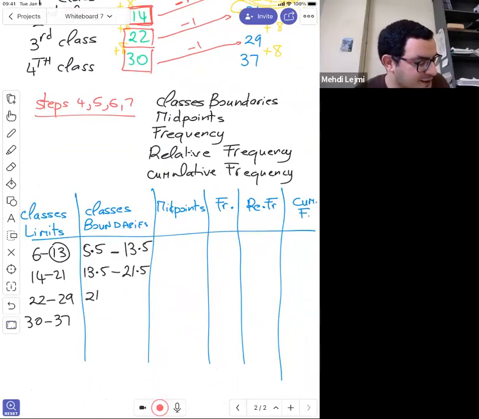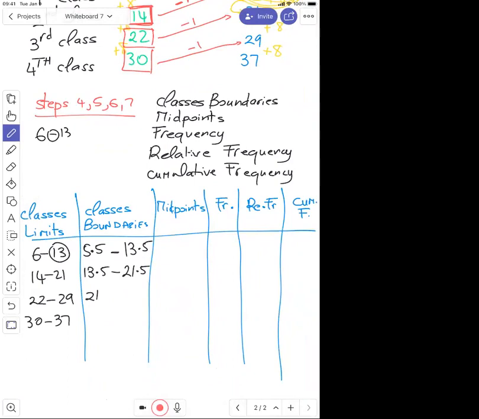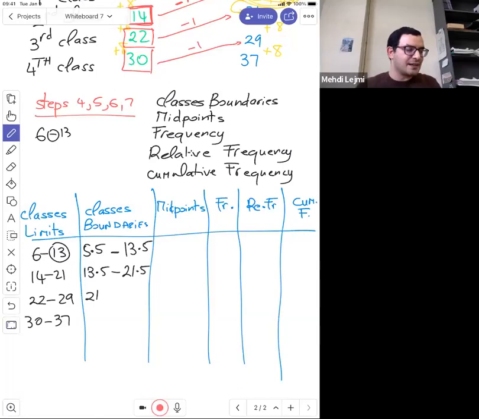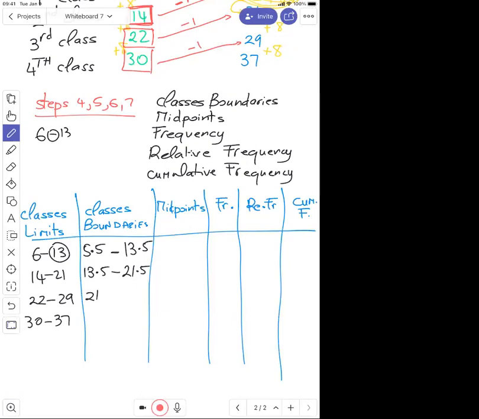Oh, okay. It's not subtraction here. I'm sorry, that's a good point. When I write 6 minus 13, this is not a subtraction. This is just saying we have a class limit, an interval from 6 to 13. Maybe I said it wrong by saying minus. Okay, but how do you know it's 6 to 13?